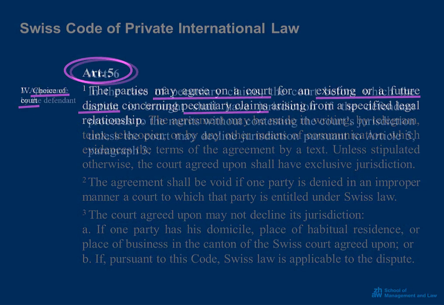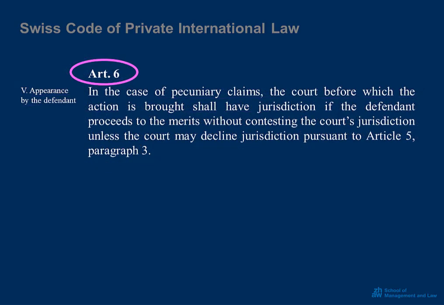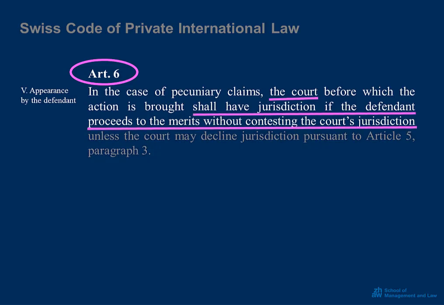There is even more. Article 6 provides for a specific form of a choice of court implicitly made by the parties during the proceedings. According to Article 6, in the case of pecuniary claims, the court before which the action is brought shall have jurisdiction if the defendant proceeds to the merits without contesting the court's jurisdiction. This is amazing. This kind of implicit choice of court is enough already to establish the court's jurisdiction. So as soon as the defendant fails to contest the court's jurisdiction while proceeding to the merits of the case, the jurisdiction of the court is established.